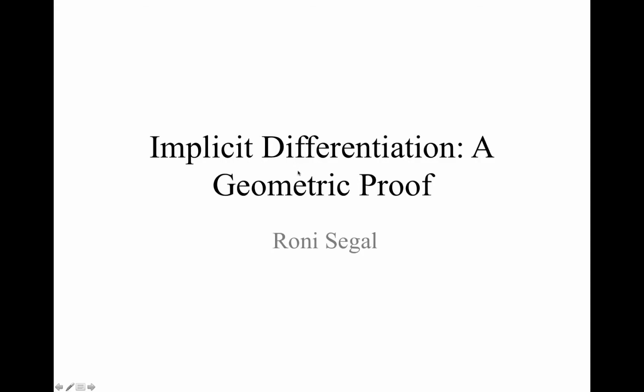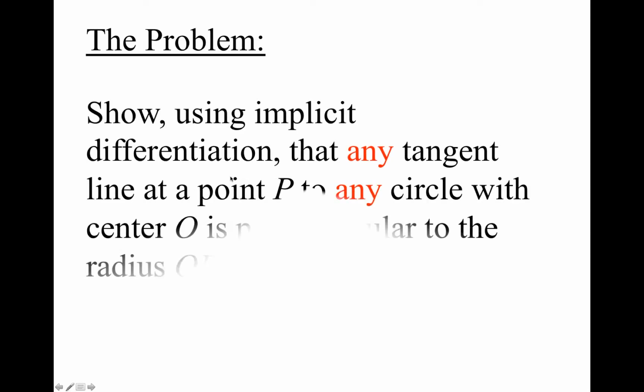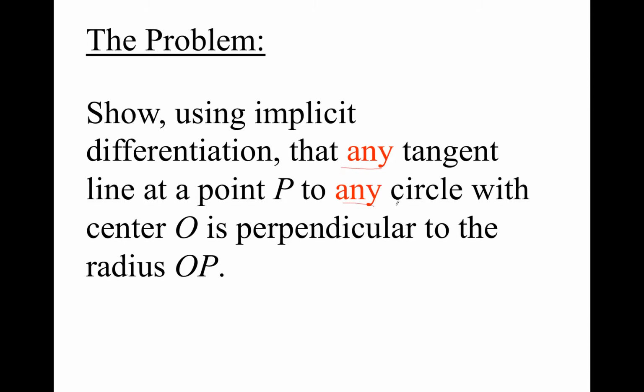So in this video, we're going to talk about implicit differentiation and use it to prove a geometric identity. The problem that we're going to solve is we're going to show, using implicit differentiation, that any tangent line at a point P to any circle with center O is perpendicular to the radius OP.